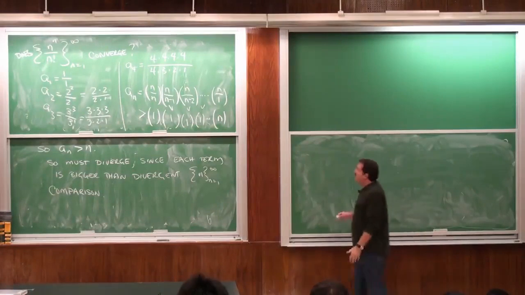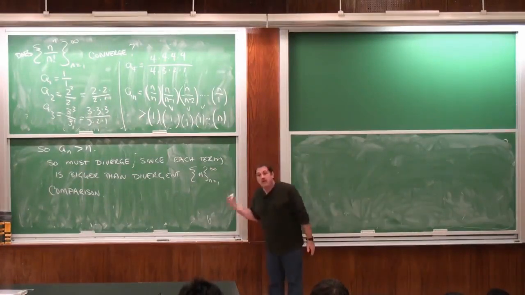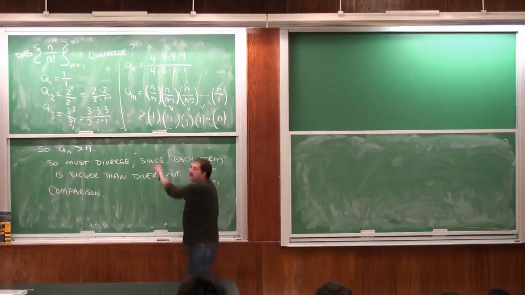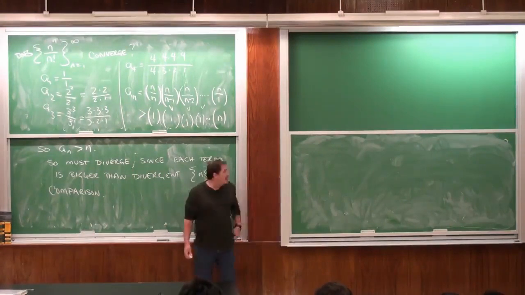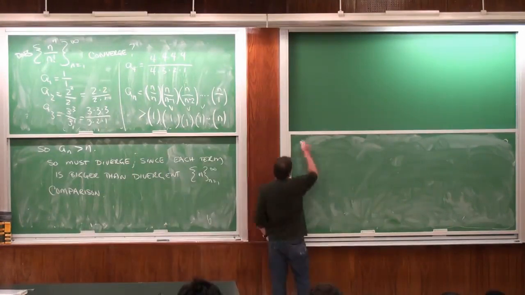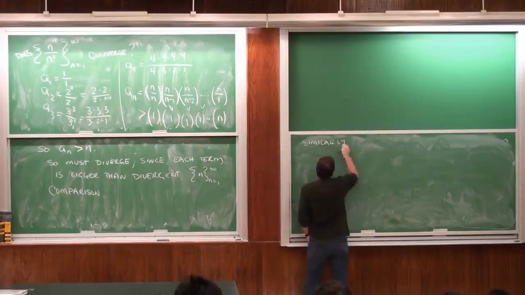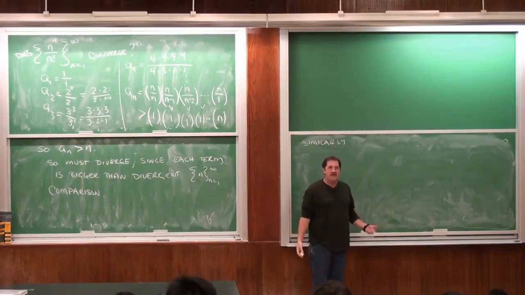Okay, so a lot of times to attack these things, one way to do it is to group things intelligently and then make them smaller or make them bigger. Notice that instead of doing n to the n over n factorial, I could apply a similar argument, which I won't do unless somebody really wants.